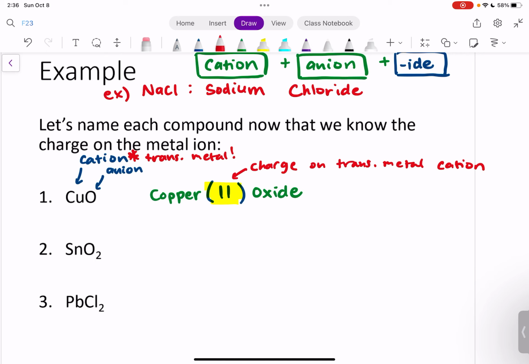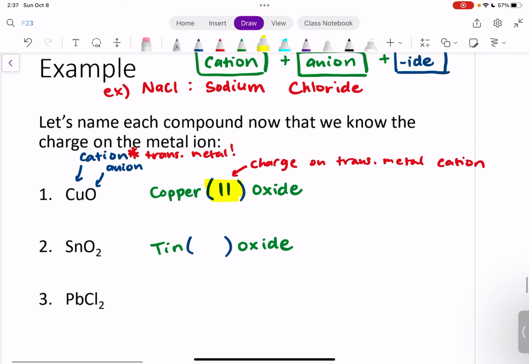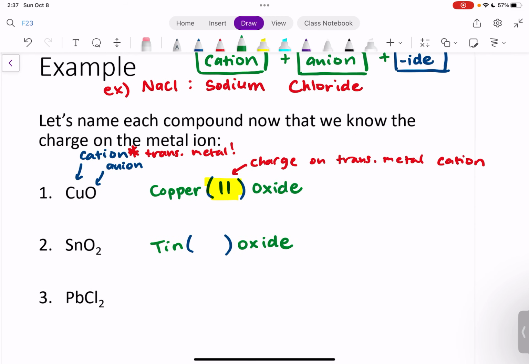All right, let's try this next one. I know it's a little bit weird. So this is tin. We're going to leave a space for our charge on tin. What's the charge on tin? Because remember, tin can form different charges depending on what it's bonded to. And then oxide for that oxygen at the end. So what's the charge on tin in this compound? Well, luckily we just found that. So that's 4+. So you're going to need to give it the Roman numeral 4, which is IV.